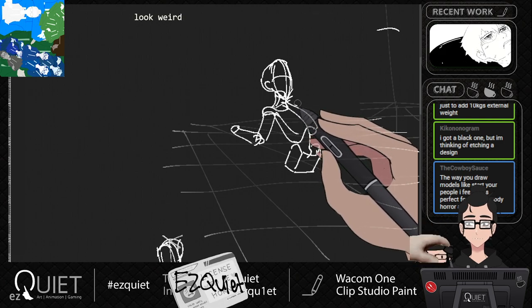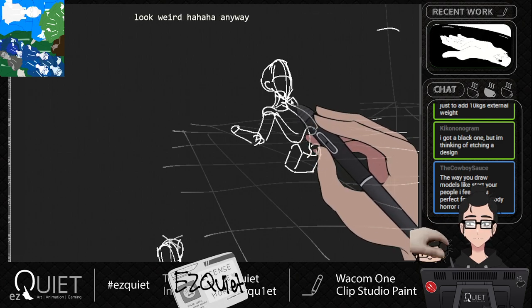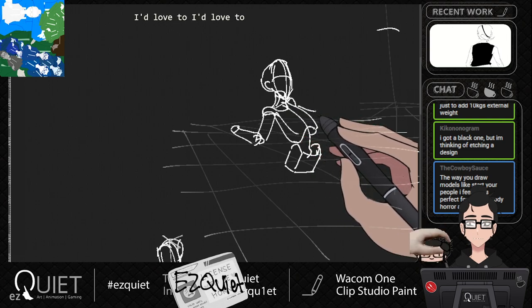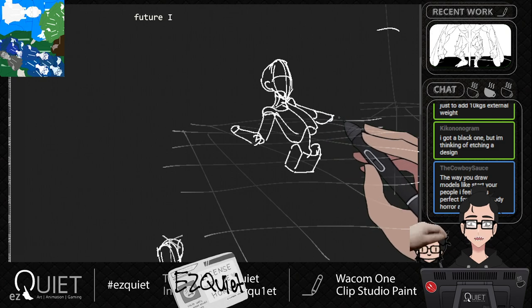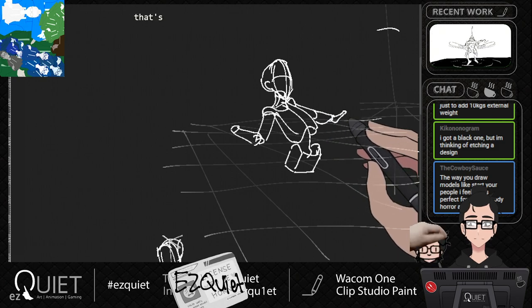But anyway, maybe in the future, I'd love to be able to make super crazy horror creatures and stuff. I wouldn't say no to that. I think that shit is cool. It's dope.